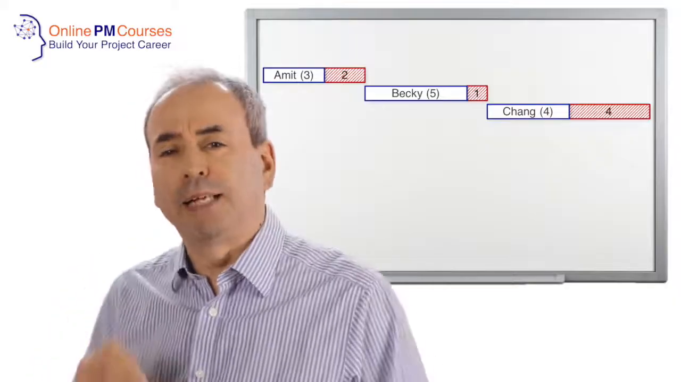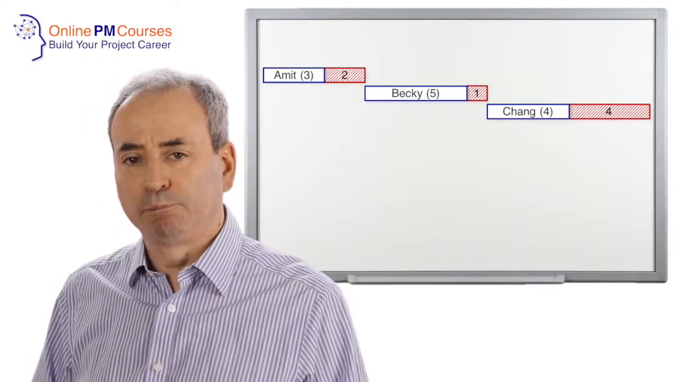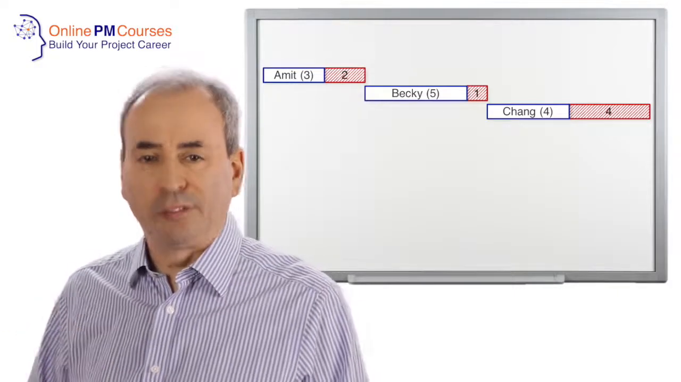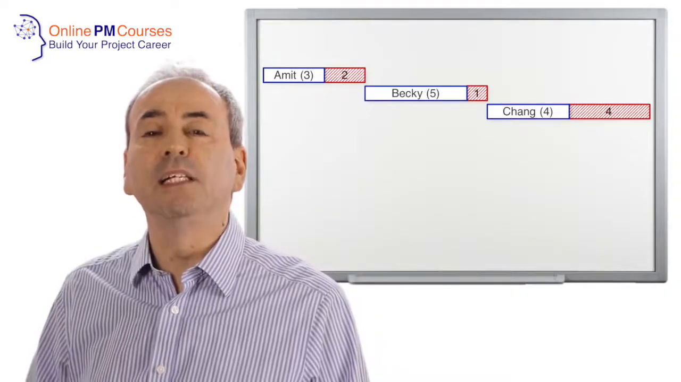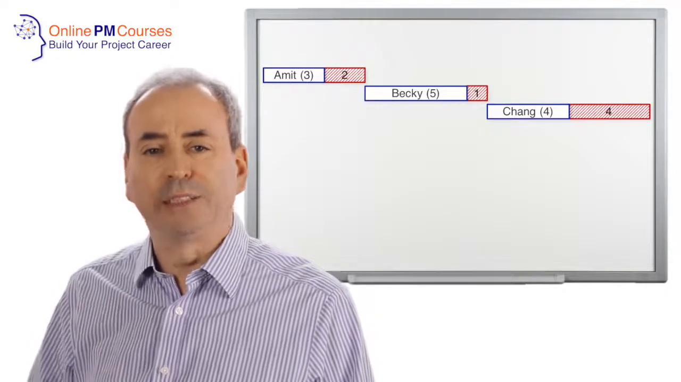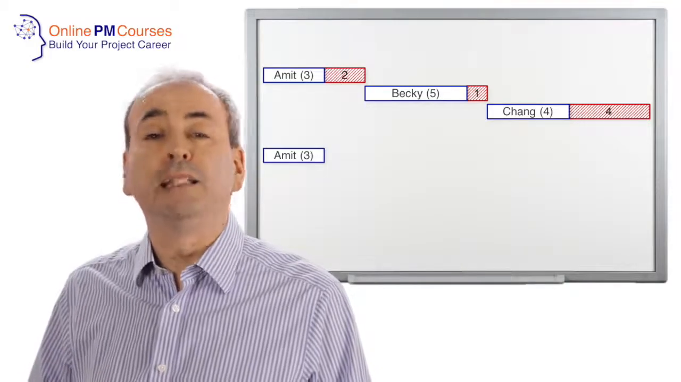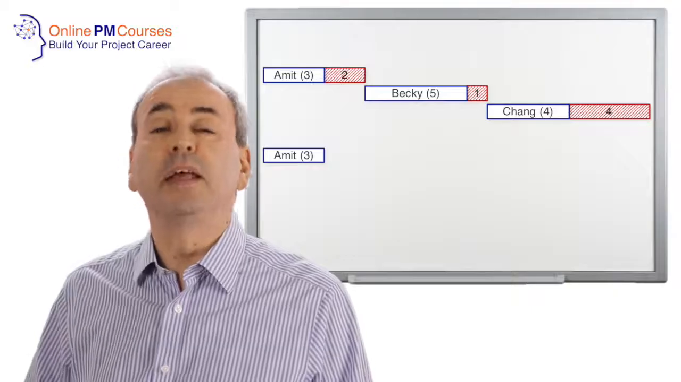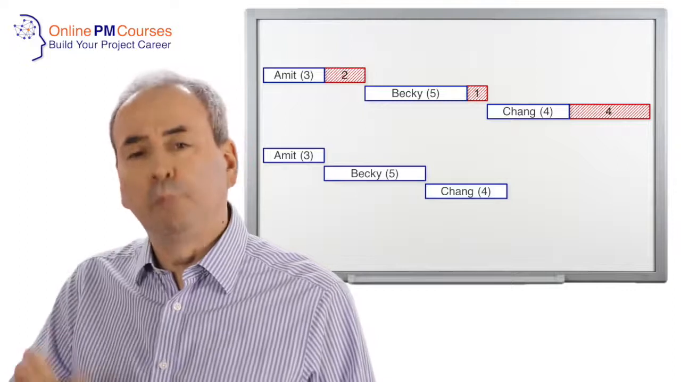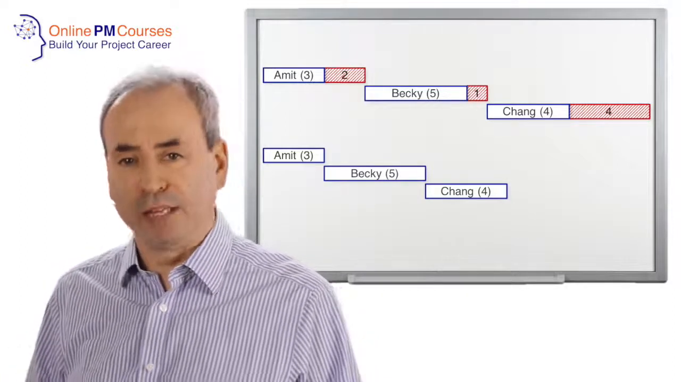So that's pretty much how I would do my scheduling, but it's not exactly how I do my scheduling. No. Rather than do it this way, I'd take a different approach. I'd have the same conversations and I'd gather the same estimates. But how I'd use those estimates would be different. I'd allocate 3 days to Amit to do his work, and then I'd allocate 5 to Becky and 4 to Chang.